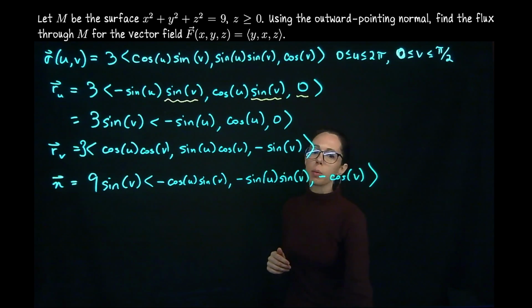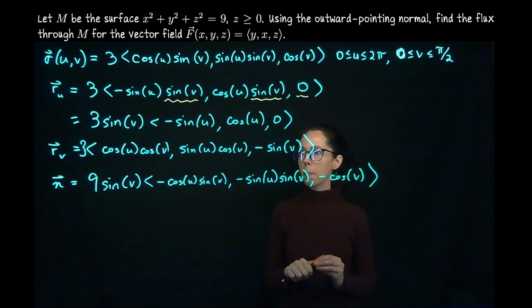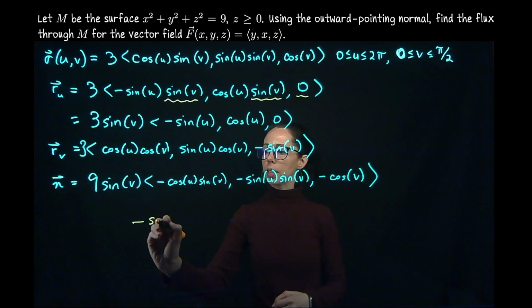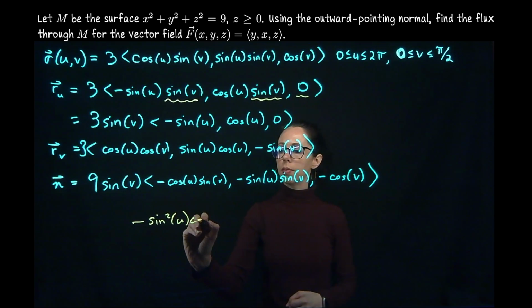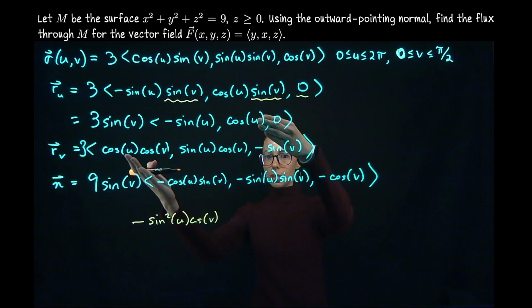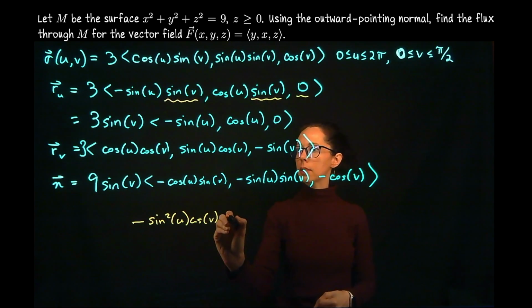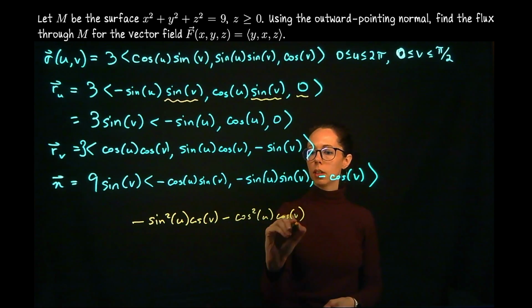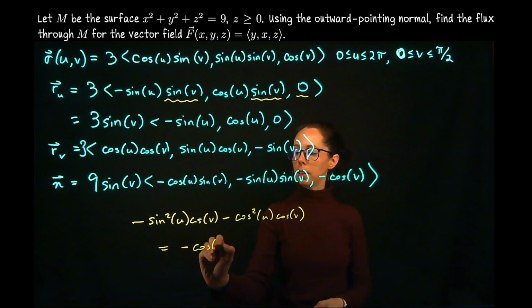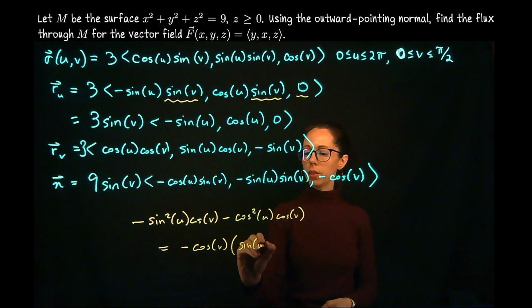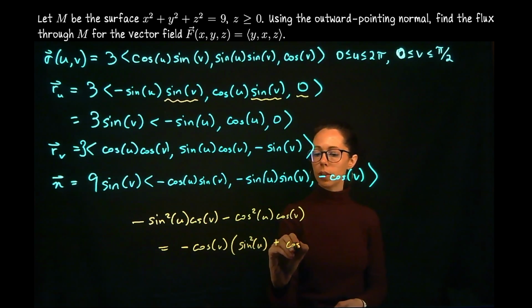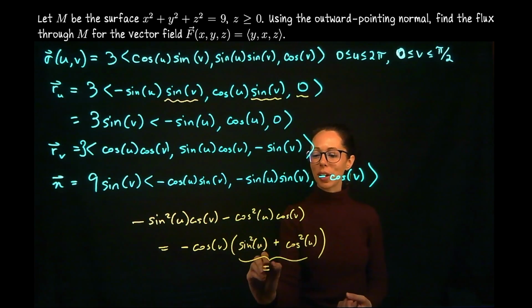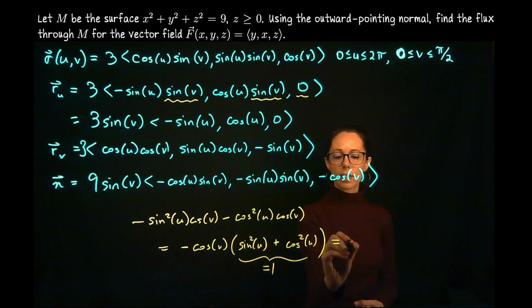For that third component, I'll write it out down here and then we'll erase it in a moment. The third component of the cross product came from this times this. So that's negative sine squared of u cosine of v, minus this times this, which is minus cosine squared u cosine v. You can factor out the negative cosine v, leaving you with the sine of u squared plus the cosine of u squared. From the Pythagorean identity, hopefully you recognize that is 1, so overall this is negative cosine of v.